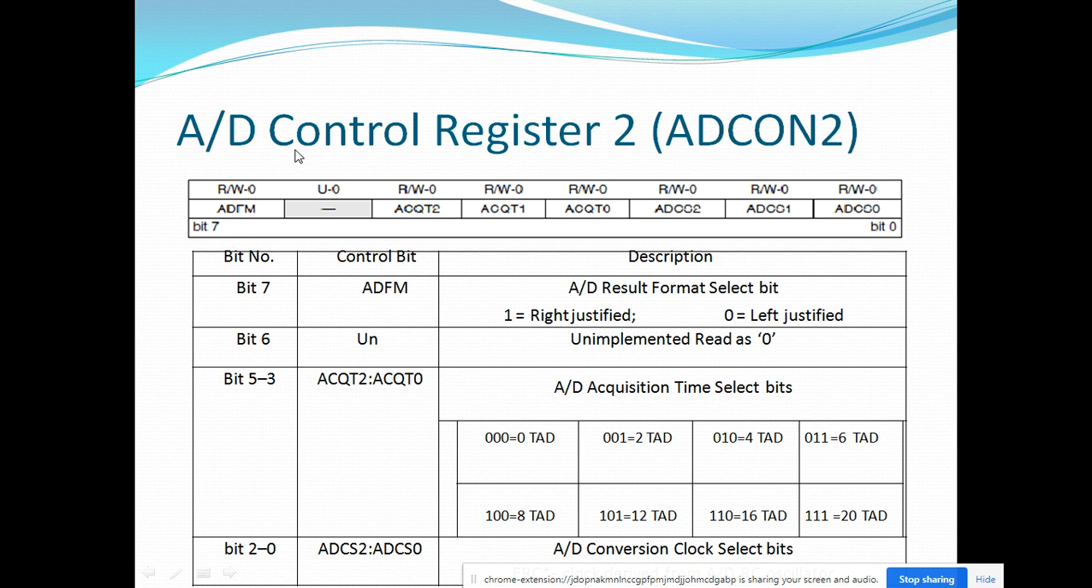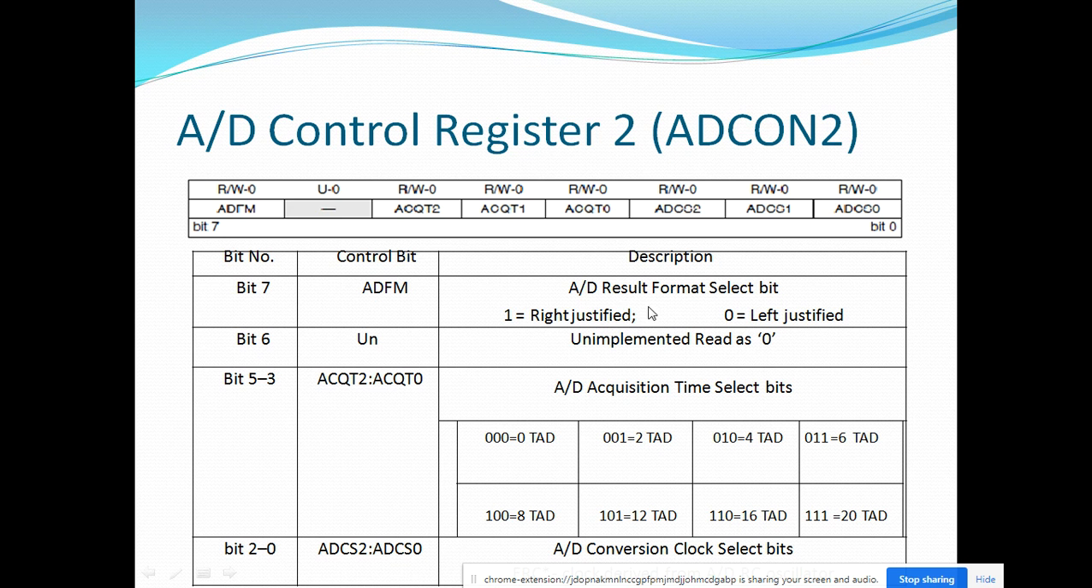Now the last control register is ADCON2. Here you can see the ADFM bit. This is again an 8-bit register. 7 bits are allocated with some function, and one bit is unimplemented, reserved for future use by the company. So we will start with the last bit, ADFM.